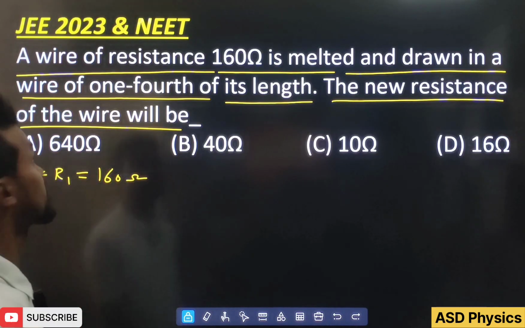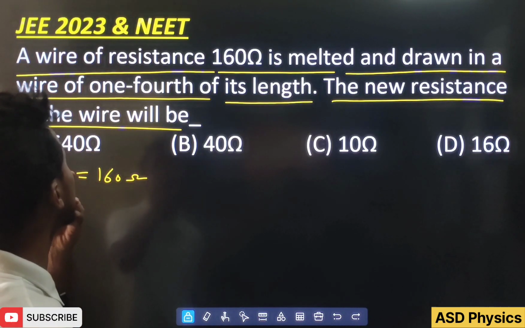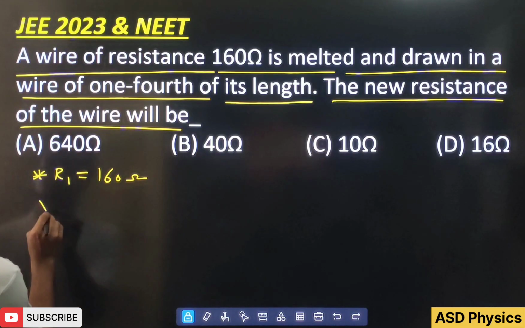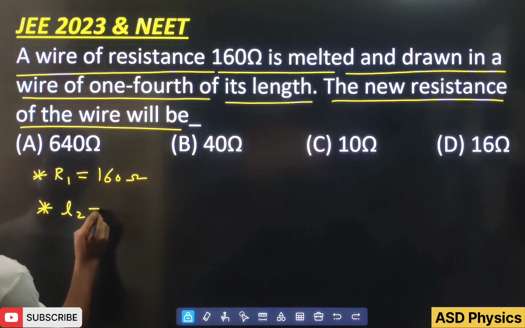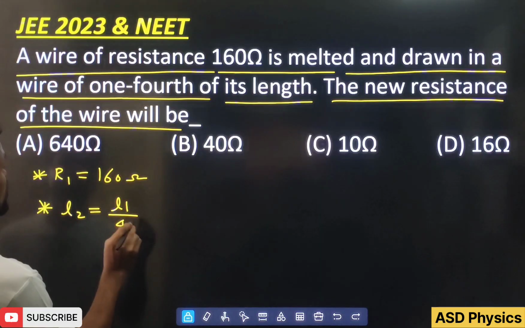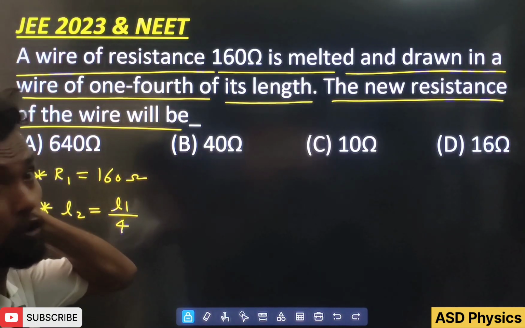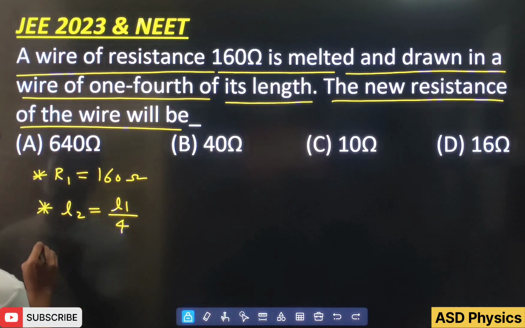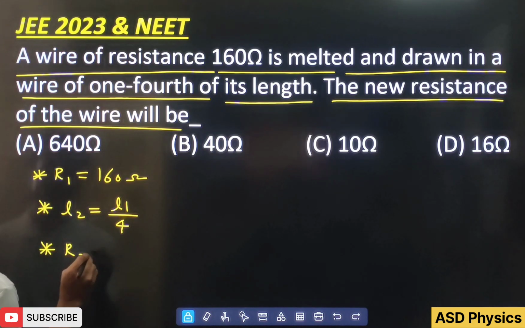Now first we have to note down the data: melted and drawn into a wire of 1/4 of its length. New wire will have length 1/4. That means L2 equal to L1 by 4, 1/4 of its length. Okay. The new resistance, how much are they asking here? The new resistance R2, how much?